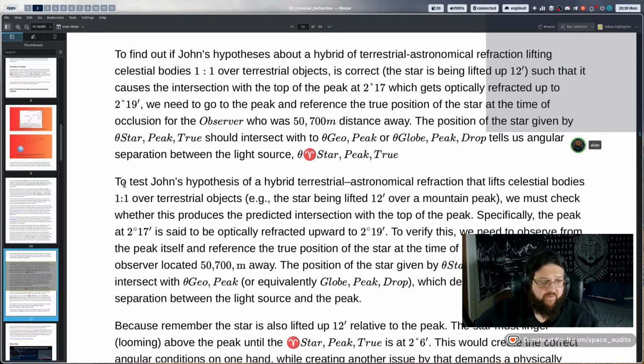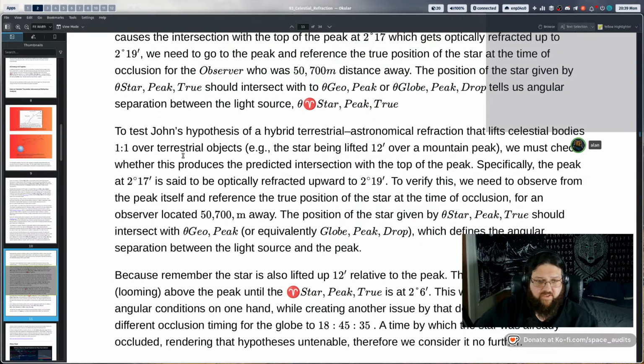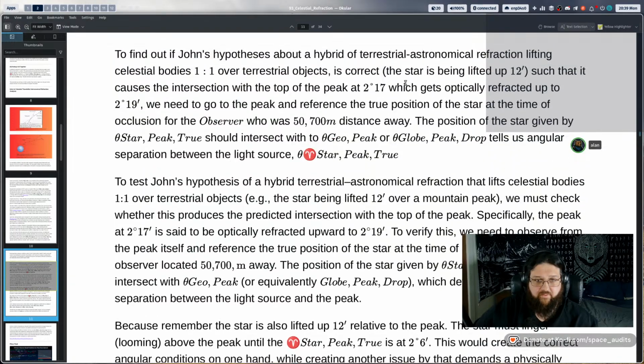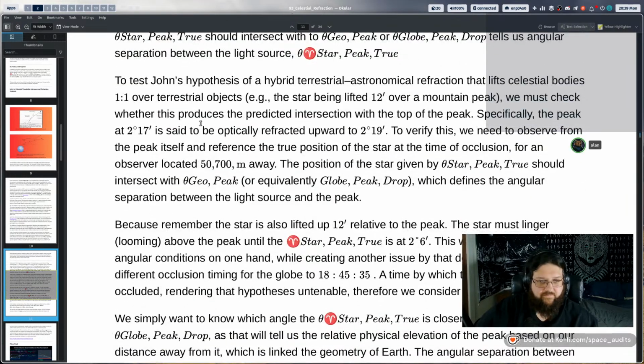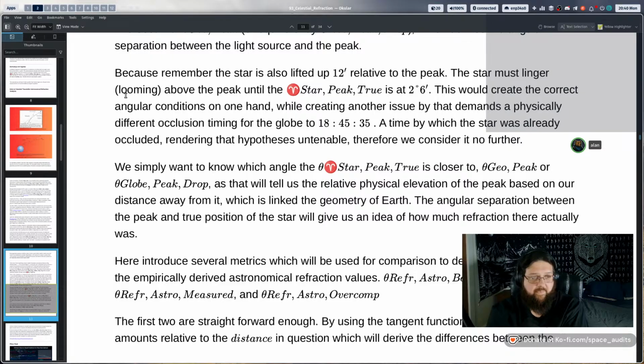whether it be globe angle or flat Earth angle. To test John's hypothesis, the hybrid terrestrial astronomical, of whether or not it refracts 1-to-1 over the objects being lifted, we must check. Did I just type that out twice? Sure did. We must check whether this produces the effect predicted at the intersection at the top of the peak. Specifically, when the peak is at 217, it is said to be optically refracted to 219. To verify this, we need to observe it. I did type it twice. Okay, my bad.